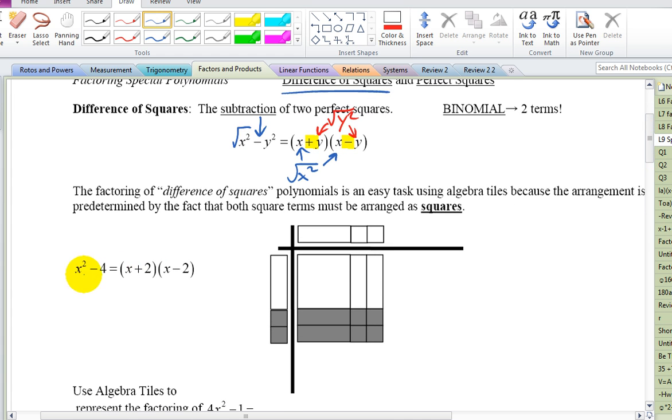Here when we actually have, if we're multiplying x plus 2 times x minus 2, these opposite signs make a minus 2x, and the other one makes a plus 2x. So altogether, they cancel out.